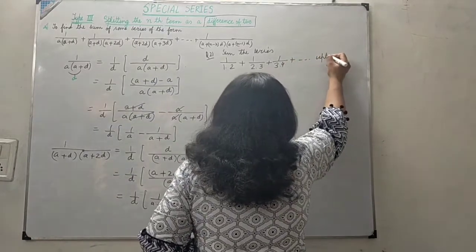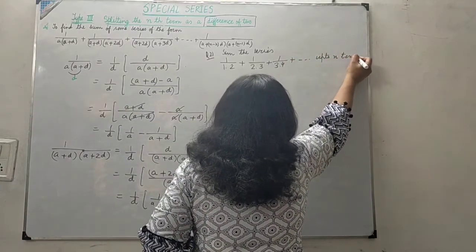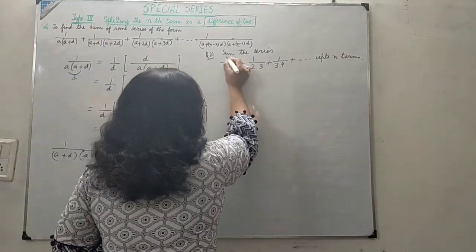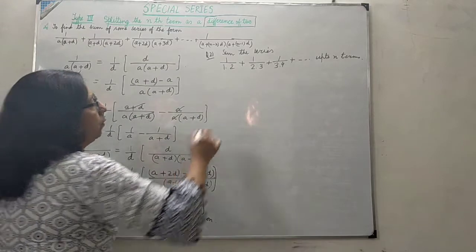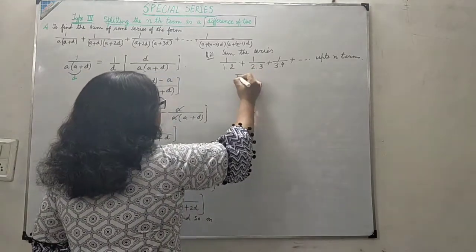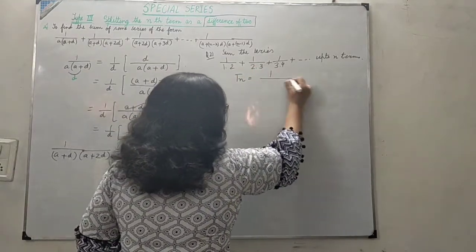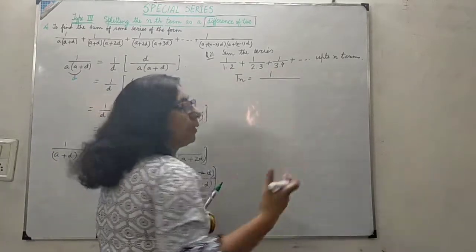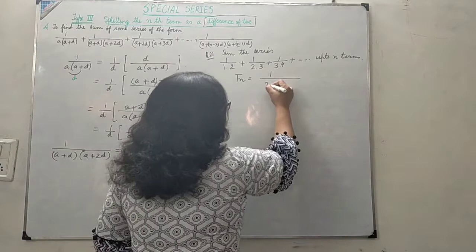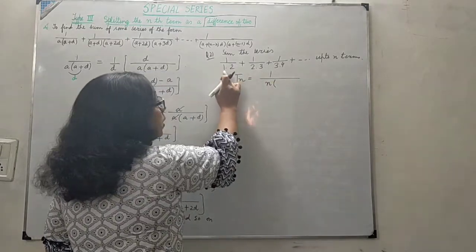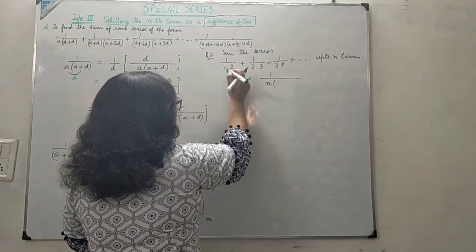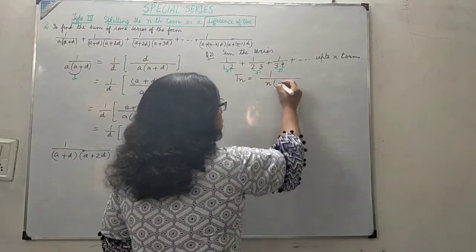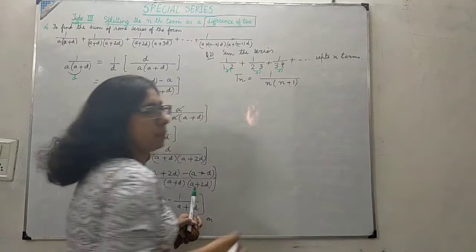up till n terms. Now, if I take this type of series, we have 1 upon 1 into 2, 1 upon 2 into 3. I can write Tn as 1 upon n, since the first terms 1, 2, 3 are in AP, and then n plus 1, because this is plus 1, this is plus 1, this is also plus 1. That means the general term will become like this.